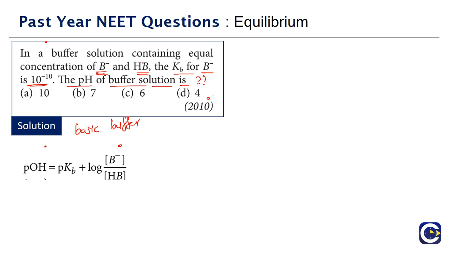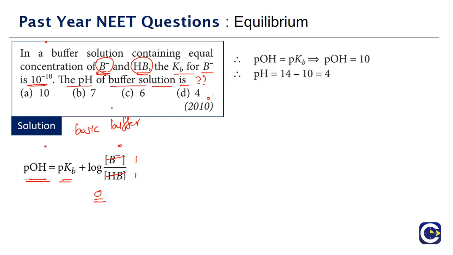Here what they are saying, the concentration of B minus ions is equal to the concentration of BH. So we'll cancel them, which means we'll get log 1. Log 1 is 0, which means the pOH value will be simply pKb. What is pKb? Minus log Kb. Kb is 10 power minus 10, which is going to be minus of minus 10 into log 10, which will be simply 10. So this is the pKb value.